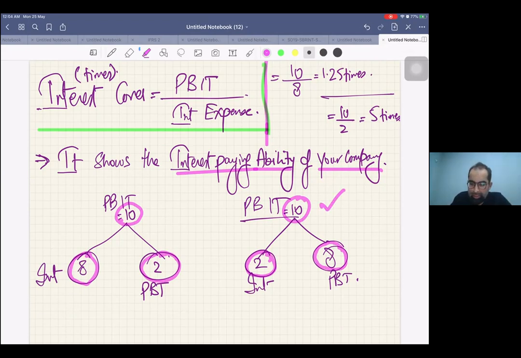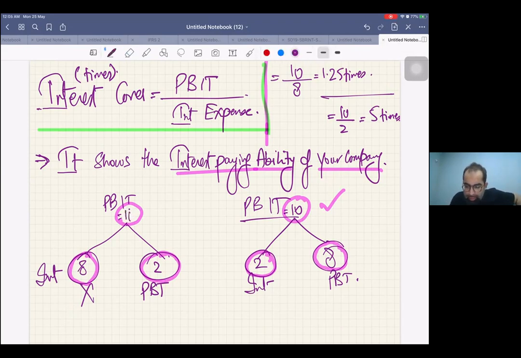Listen, in real life, look at the first company. In real life, you know the profits are volatile. Profits keep changing. Right now the profit is 10. From this $10, we can pay $8, yes. But what if because of market fluctuation, this $10 becomes $6 next year? Then the first guy won't be able to pay the interest. So this is risky.